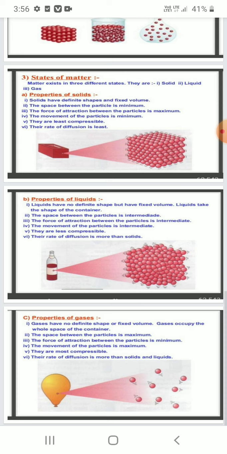The force of attraction between the particles is minimum. There is hardly any force of attraction because a lot of space is available. The movement of particles is maximum. The particles can move in any fashion, not in a regular manner. They are most compressible. You can say highest compressibility, you can see it in gas.